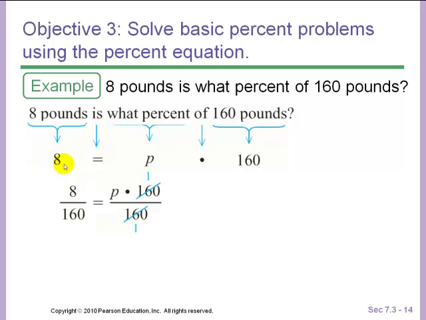To solve this, we're going to divide both sides by the 160 in order to get p by itself. Remember, 160 divided by itself is 1. 8 over 160 winds up being 0.05.